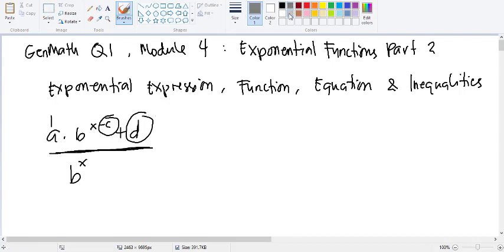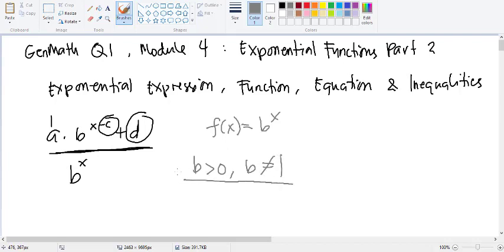The function naman, we said earlier, has this form too. This is a transformation form, or it can also be like this, so long as b is greater than 0 and b is not equal to 1. The same condition applies to the exponential expression.